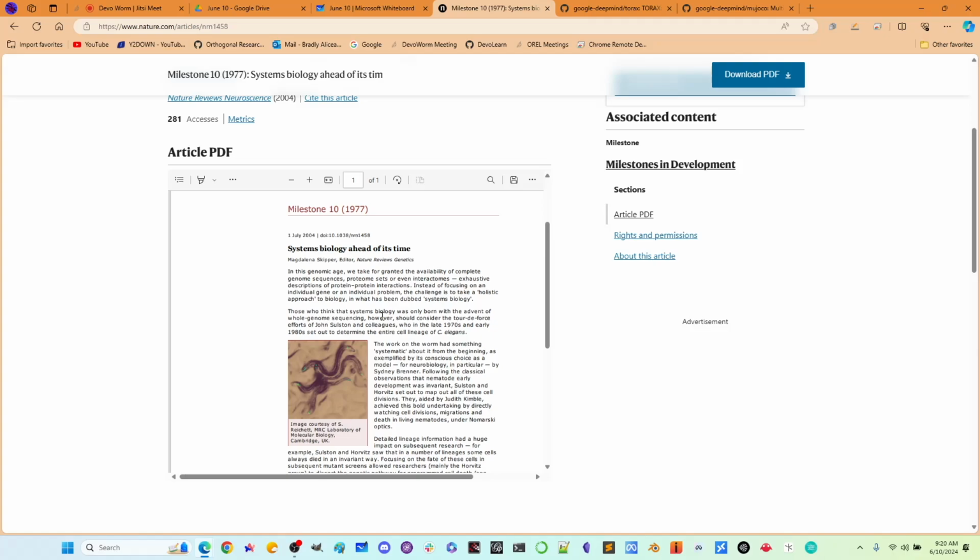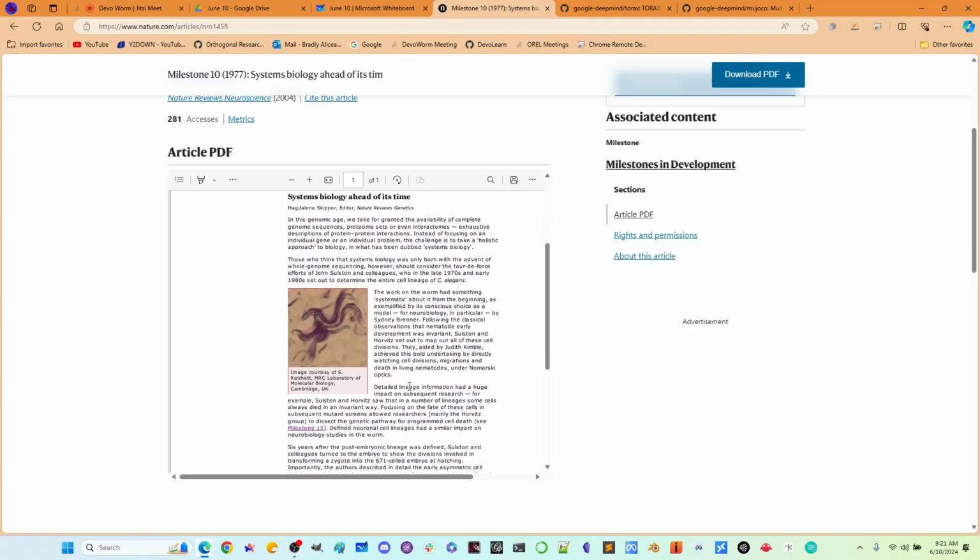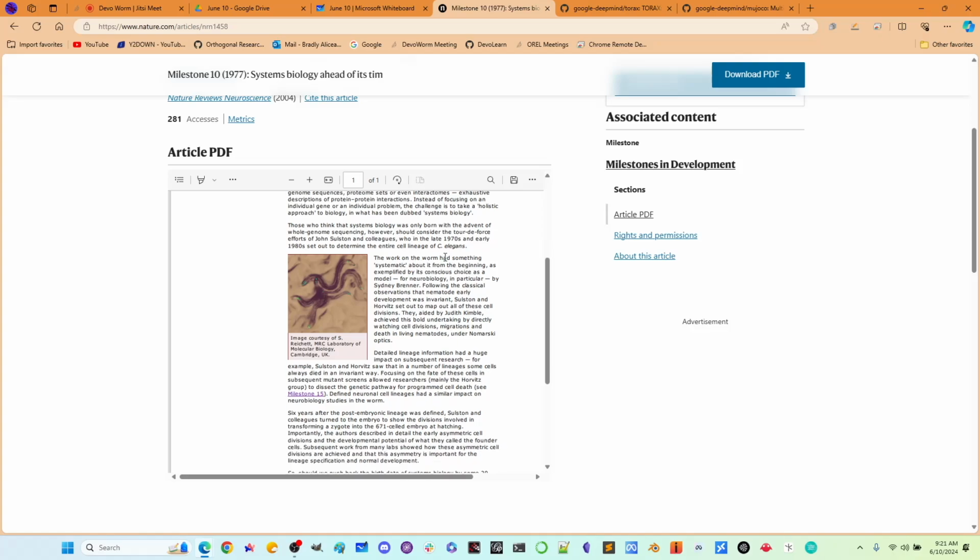And, you know, it's like really celebrated. That's one of the reasons why people work on C. elegans, because there's this regularity in the lineage tree, and you have a good set of data there. And so this kind of builds from this paper. They wanted to determine an entire cell lineage of C. elegans. And so the work on the worm had something systematic about it from the beginning.